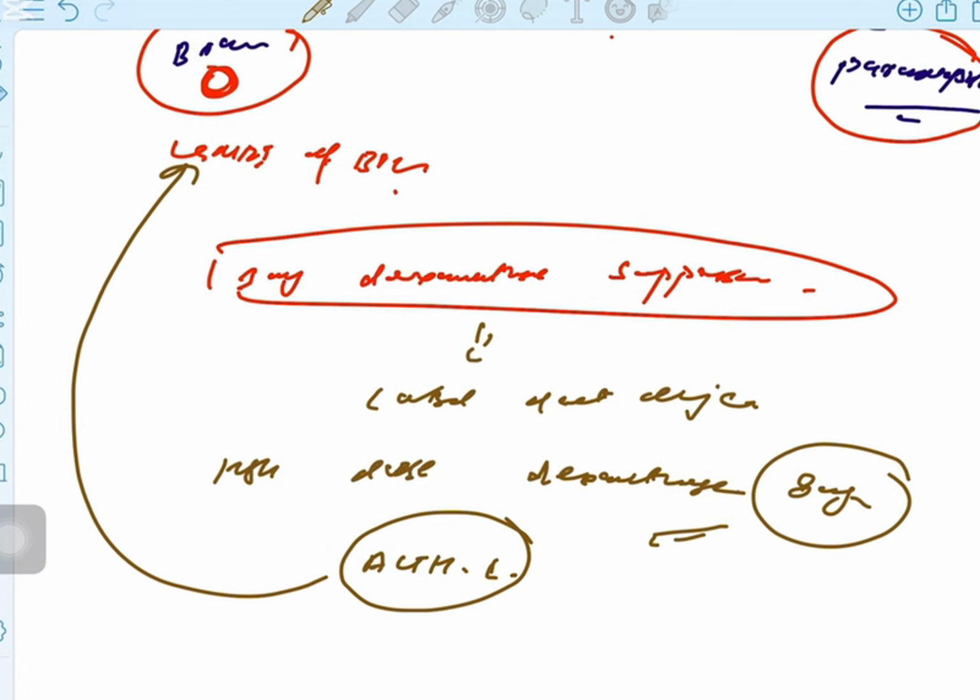Okay guys, but after giving the high dose dexamethasone suppression test, if the level of ACTH doesn't drop, then what will we say? We will say the problem is due to paraneoplastic syndrome.